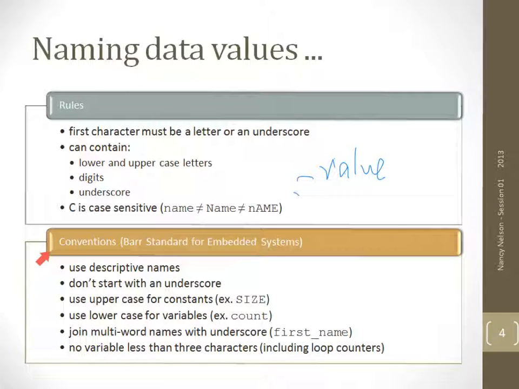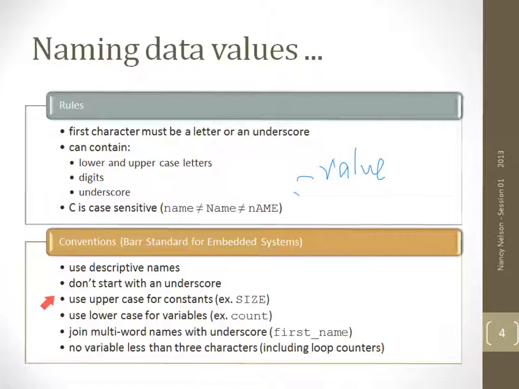Now for some of the conventions. The first is that every variable or constant name should describe what type of information it's going to store. This is going to make your code far more readable. For embedded systems, they ask that you do not start your variable names with an underscore. So up here, we would eliminate the underscore and just call our variable value.